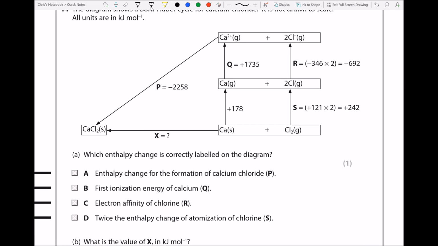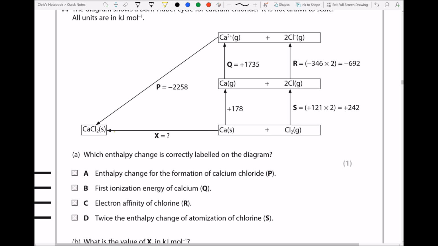So which enthalpy change? So we've got enthalpy change for the formation of calcium chloride, which is P. Right, let's have a look at P. There's P. That isn't the formation of calcium chloride. That is the lattice enthalpy. So lattice enthalpy is the formation of 1 mole of a compound from ions in the gaseous state. So that is not formation.